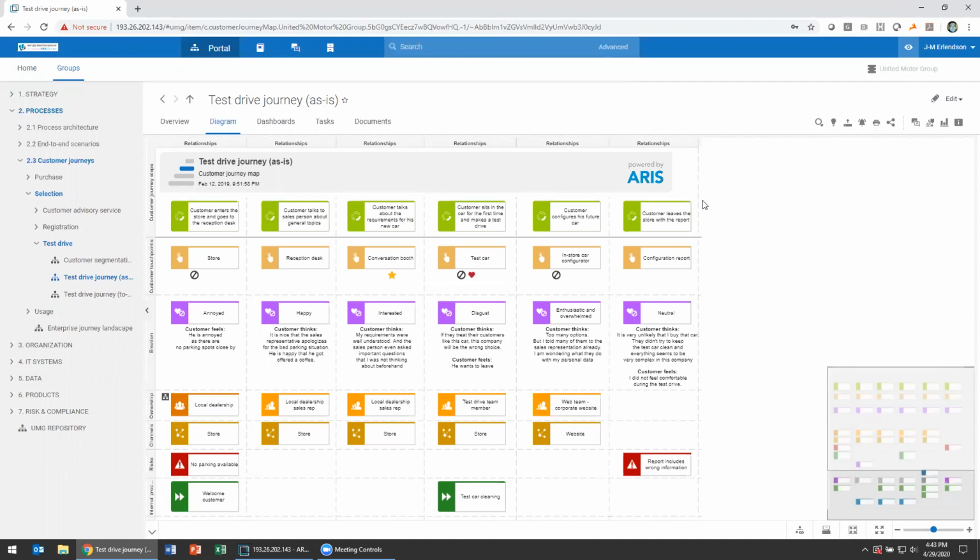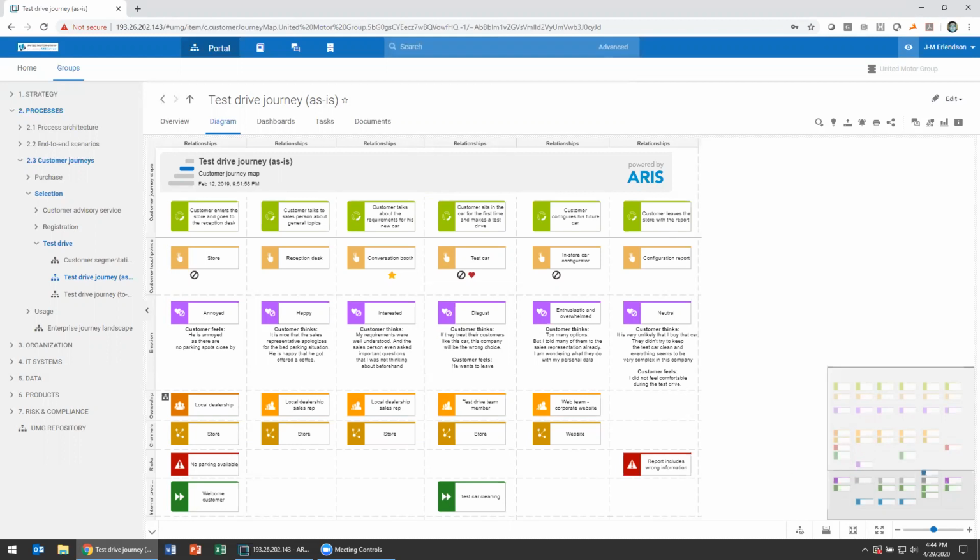And so now we've got our test drive journey. We've got 6 different steps. Customers enter the store, go to reception, they talk to the salesperson, they talk about requirements, they sit in the car and do a test drive, then they configure their future car, and then they leave the store with a report. And what we want to do is make sure that this is a seamless process for someone coming in.